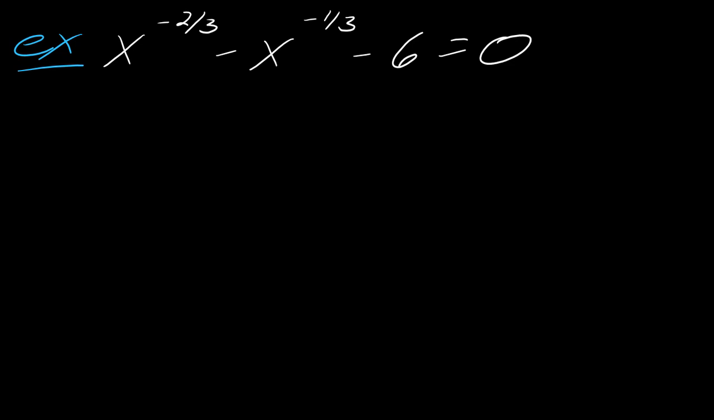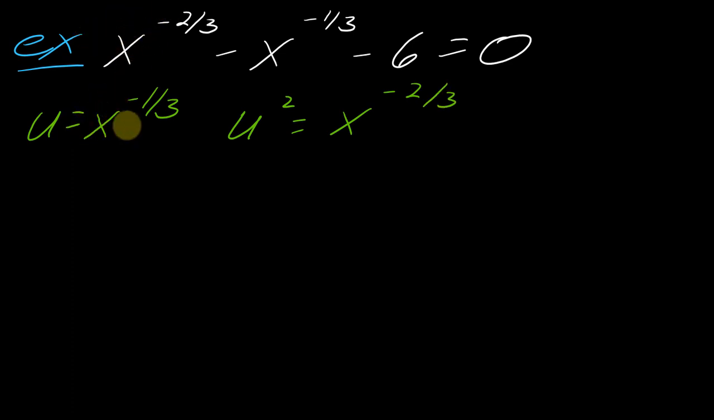Okay, so my u in this case is going to be x to the negative 1/3, and I can see if I were to multiply this exponent by 2, that will give me u squared, and that brings me to x to the negative 2/3. So again, I did not just blindly grab this, right? I logicked my way through to prove to myself that this is the correct exponent. All right, cool. So now I'm going to make these substitutions.